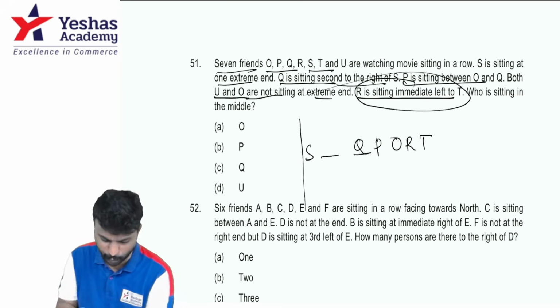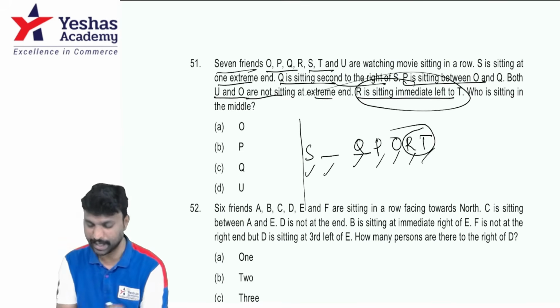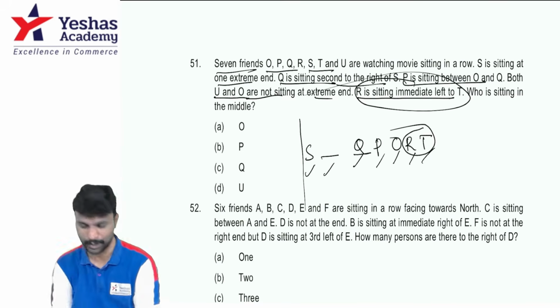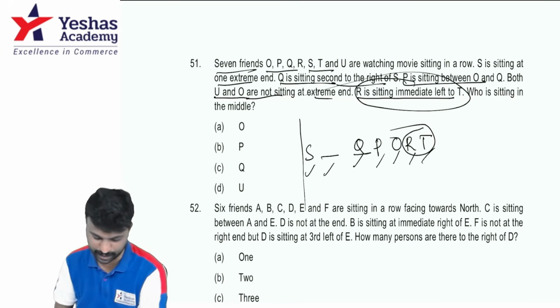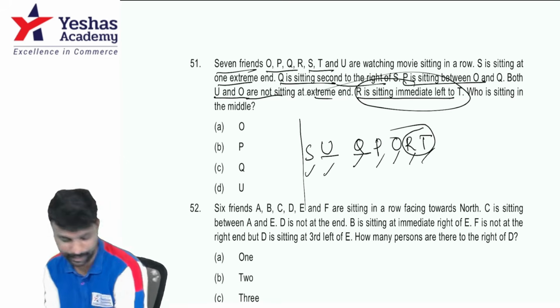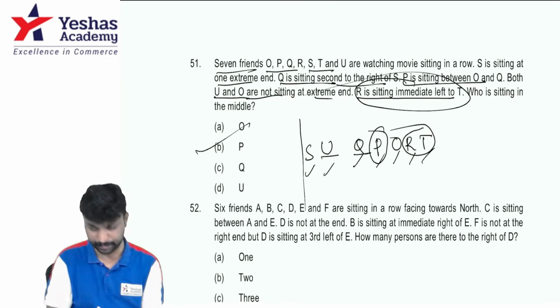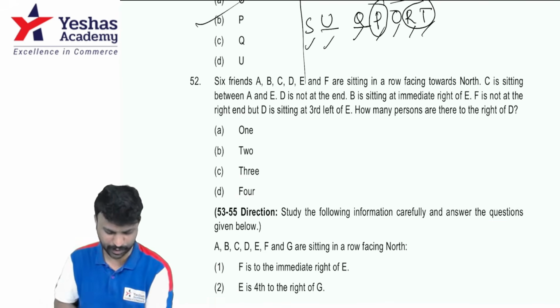So because there are how many positions? 1, 2, 3, 4, 5, 6, 7 positions. So definitely R and T are immediate neighbors. They have to occupy the last two positions only. The only person remaining is U. U has to sit over here. The question is, who is sitting in the middle? At the middle, P is only sitting. That means option B. Moving on to the next question, 52nd.